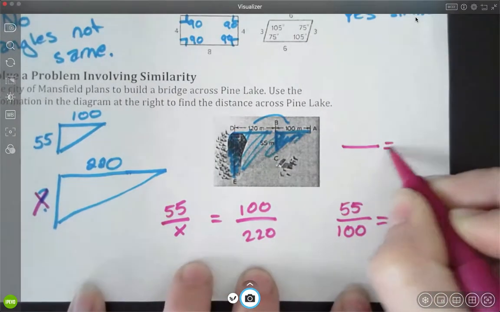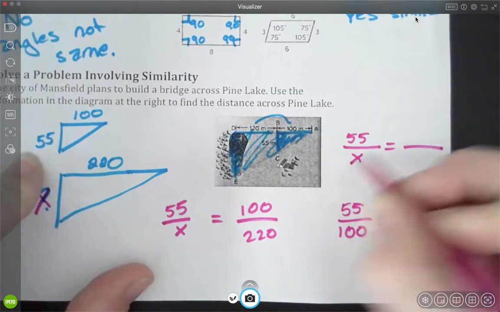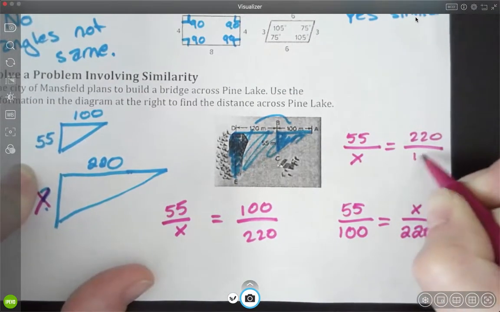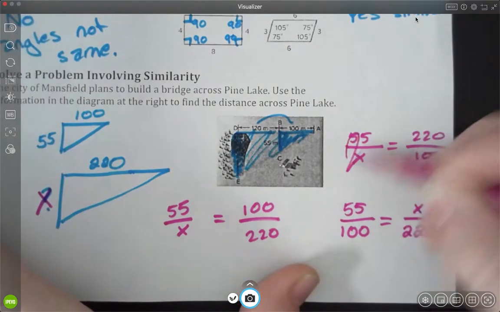Okay, here's what's illegal. Here's what I cannot do. I cannot go 55 over x equals 220 over 100. I can't do that. If you're going top to bottom, you have to go top to bottom. Does that make sense? If you're going left to right, you have to go left to right. So do not do this. You need to make sure you're going the same direction.